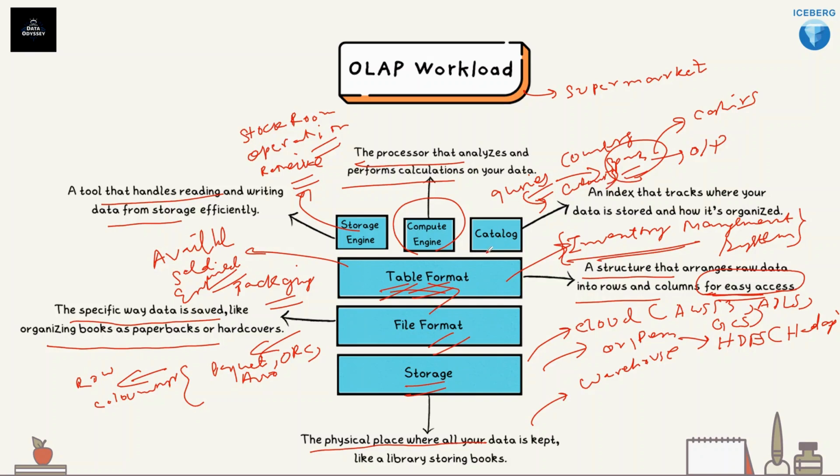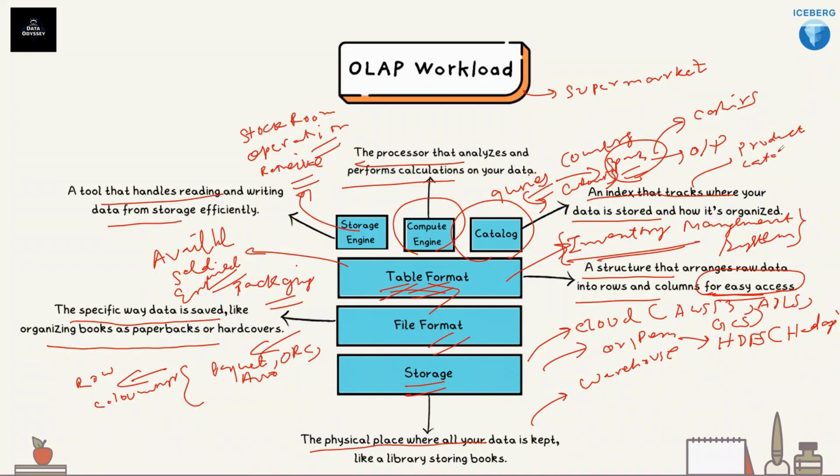Finally, there's the last component that we need to study, and it's the catalog. So what is a catalog? It's an index that tracks where your data is stored and how it's getting organized. So it's very similar to the product catalog of any supermarket, right?